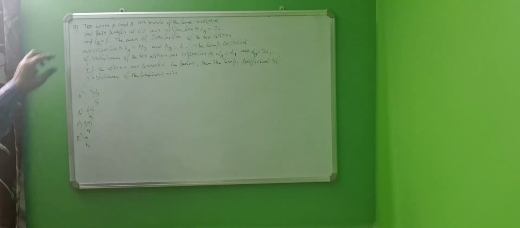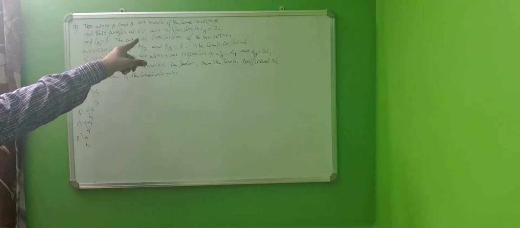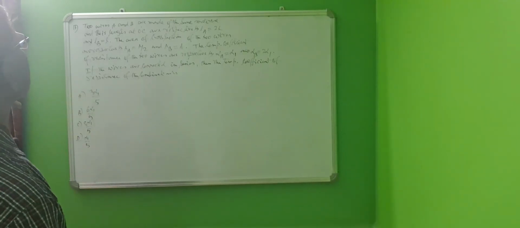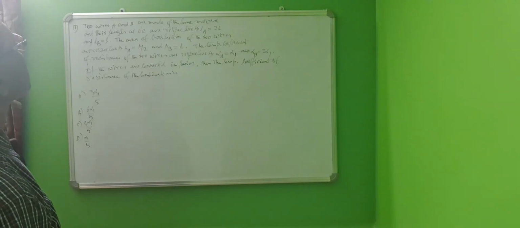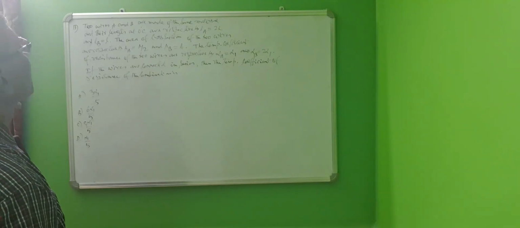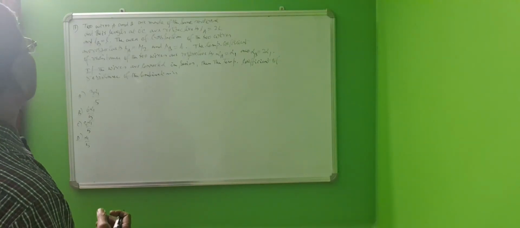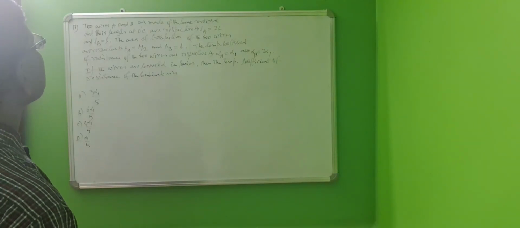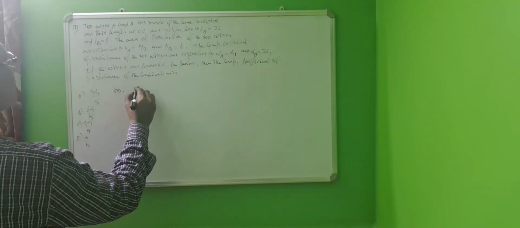Here is the problem where two wires A and B are made of the same material, and their lengths at 0 degree Celsius are respectively this and this. The areas of cross section of the two wires are respectively this and this. The temperature coefficient of resistance of the two wires, alpha A.